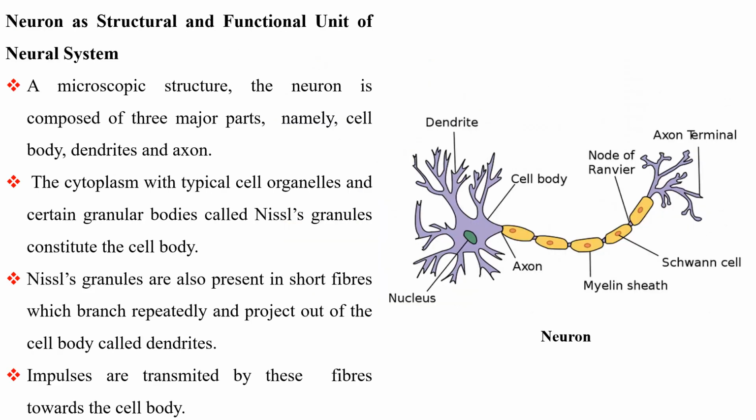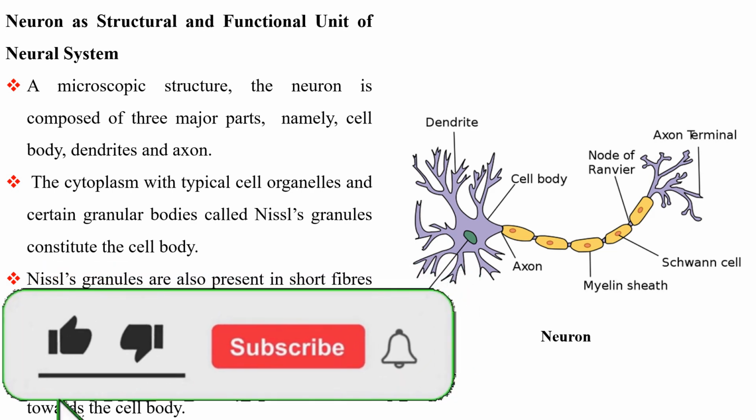Neuron as structural and functional unit of neural system. A microscopic structure, the neuron is composed of three major parts, namely cell body, dendrites, and axon. The cytoplasm with typical cell organelles and certain granular bodies called Nissl's granules constitute the cell body. Nissl's granules are also present in short fibers, called dendrites, which branch repeatedly and project out of the cell body. Impulses are transmitted by these fibers towards the cell body.